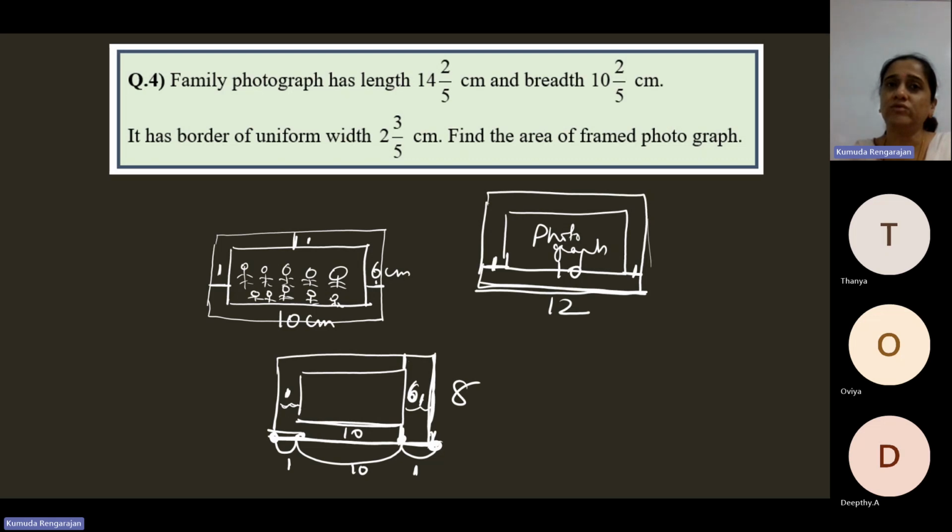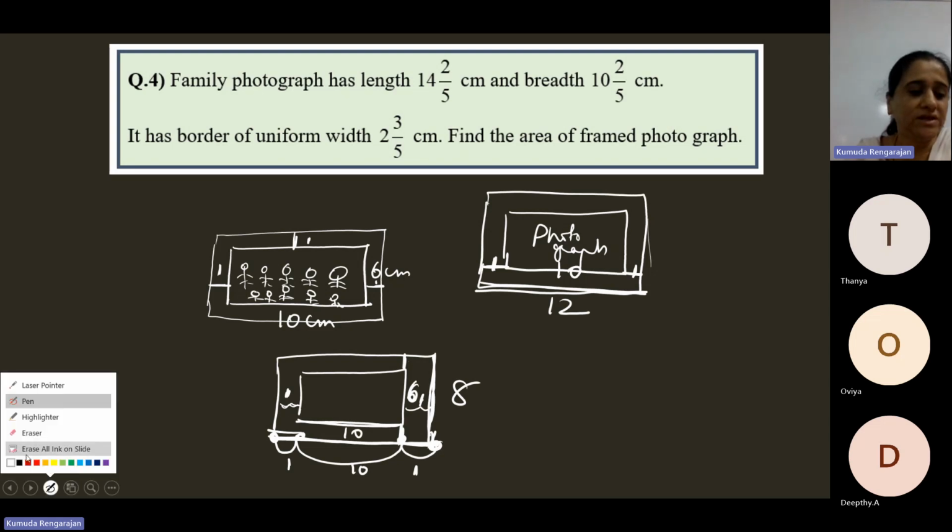Similarly, you should find the breadth of the framed photograph: breadth plus the thickness on both the sides, so plus thickness plus thickness. Now, after finding the length and breadth of the framed photograph, multiply the length and breadth to find the area. L into B is equal to area. Okay, I'll work it out. Please take it down along with me.